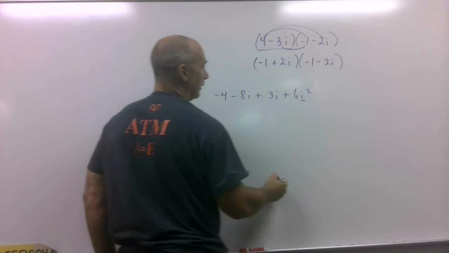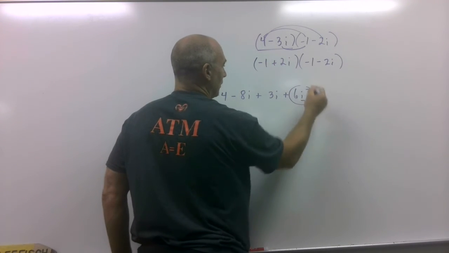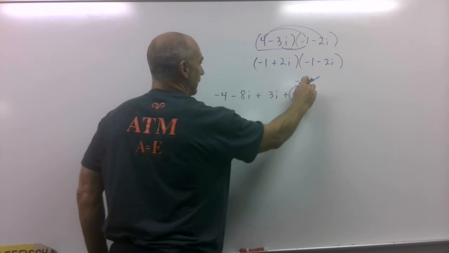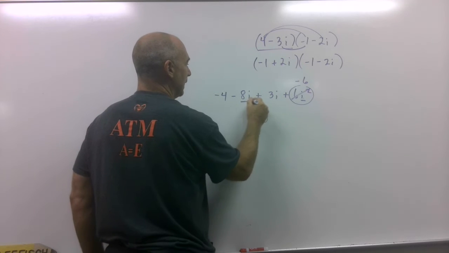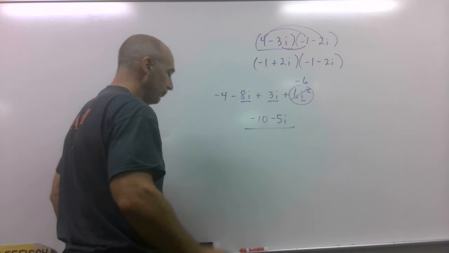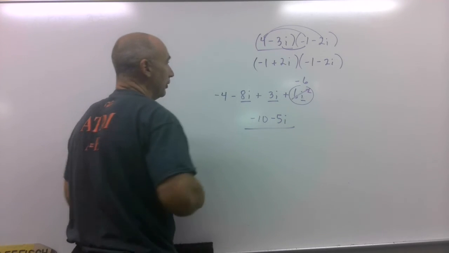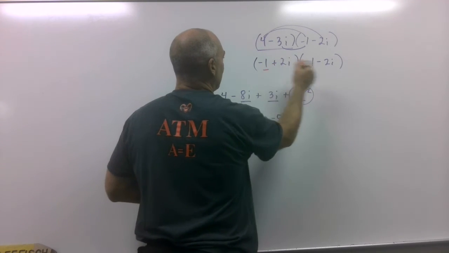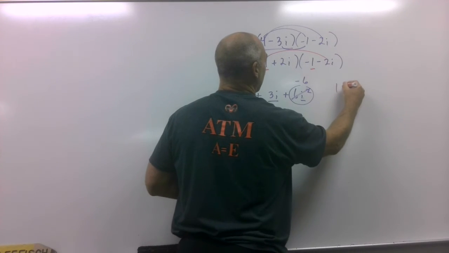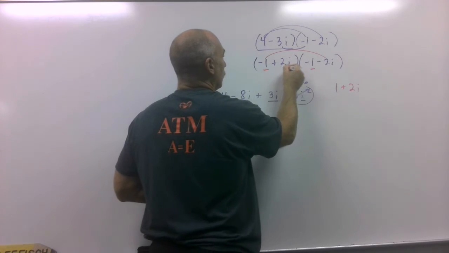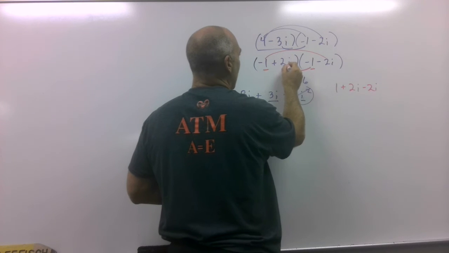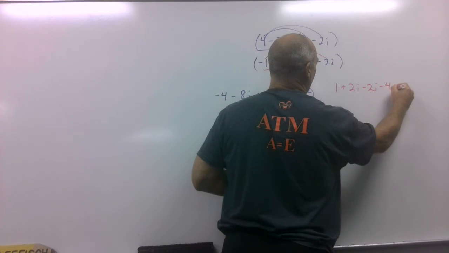Don't forget what I squared is. It's negative 1. That's the same thing as 6 times negative 1, which is negative 6. Negative 4 and negative 6 is negative 10. Negative 8i and 3i is negative 5i. Now that's the numerator. In the denominator, we got this. Negative 1 times negative 1 is 1. Negative 1 times negative 2i is plus 2i. 2i times negative 1 is negative 2i. 2i times negative 2i is negative 4i squared.